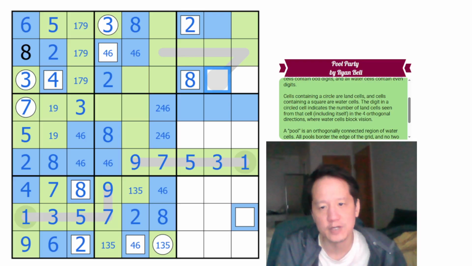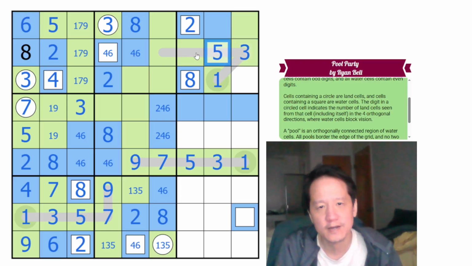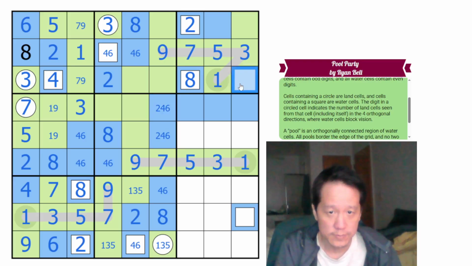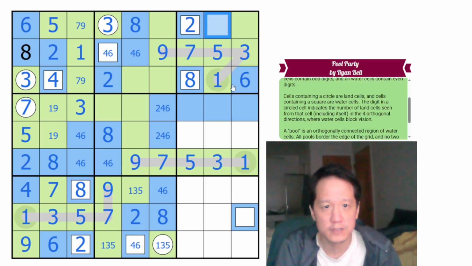So this has to be a land cell, which again then has to be 1, 3, 5, 7, and 9, which forces this to be 1. This can't be 1, this can't be 1. This has to be a water cell. And this cannot be 2, 4, or 8, so this has to be 6, which makes this a 4.